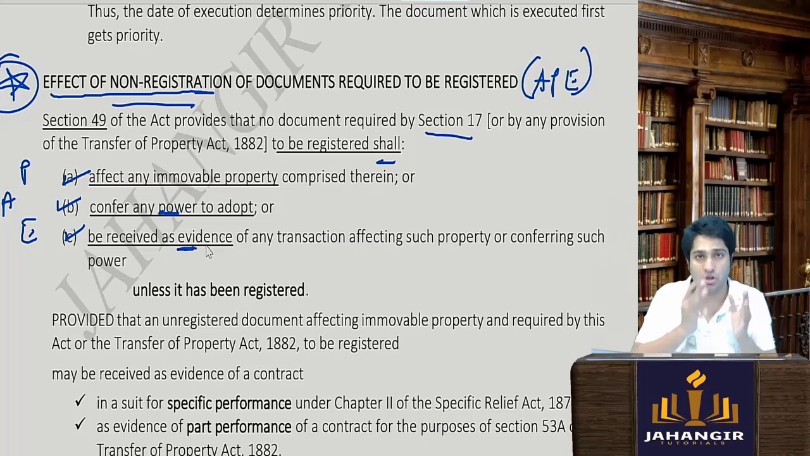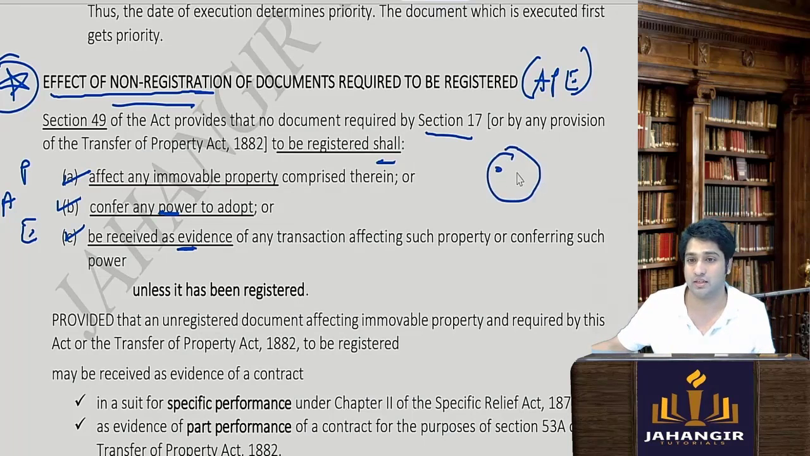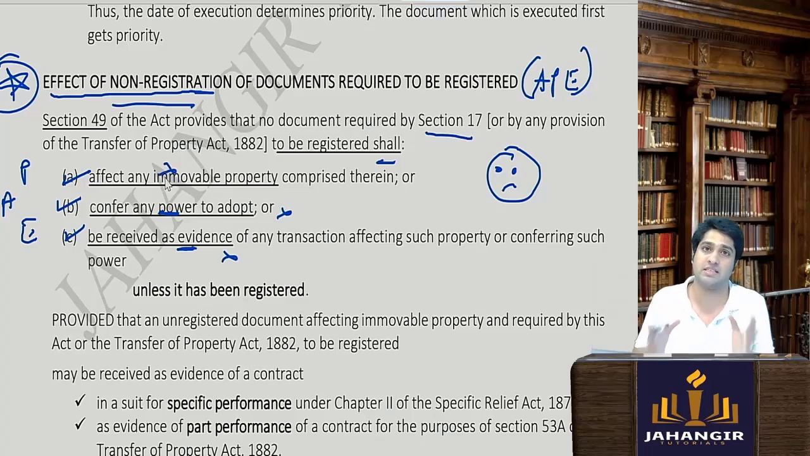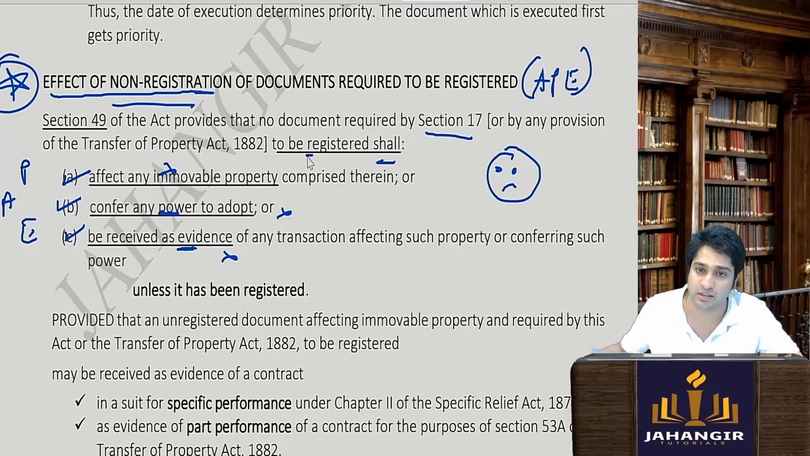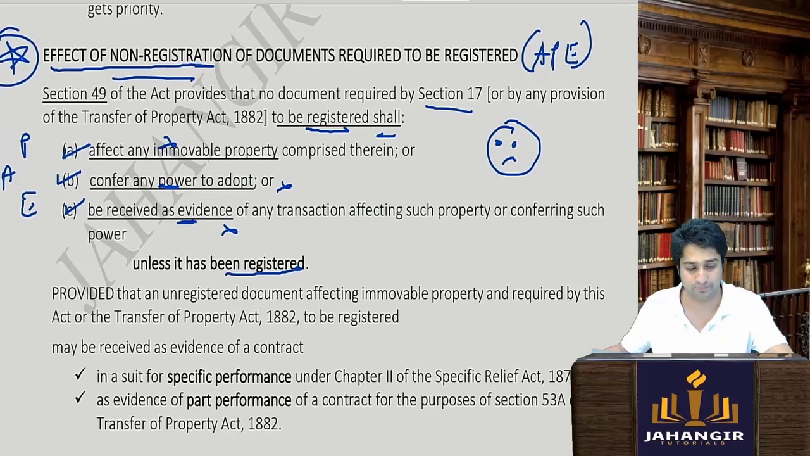So a document which is not registered, okay, doesn't have much weightage, cannot be taken as evidence in court, it cannot confer any power on me also, I can't get any power, nor will it affect the immovable property. वो वैसा का वैसा ही रहेगा, ओनरशिप भी नहीं बदलेगा. Okay, so all this will not happen unless it has been registered.